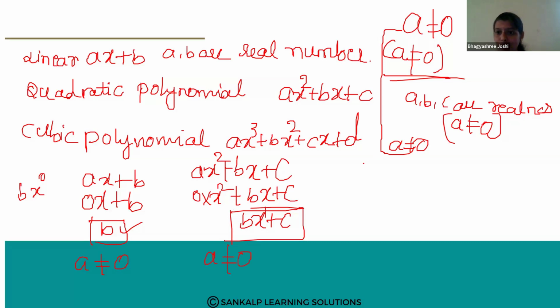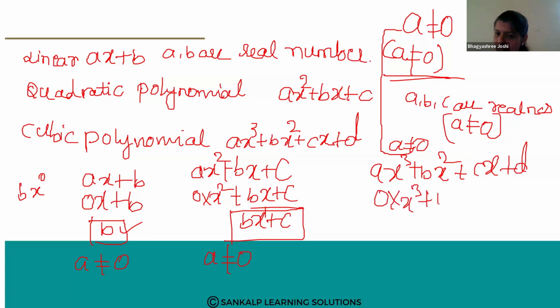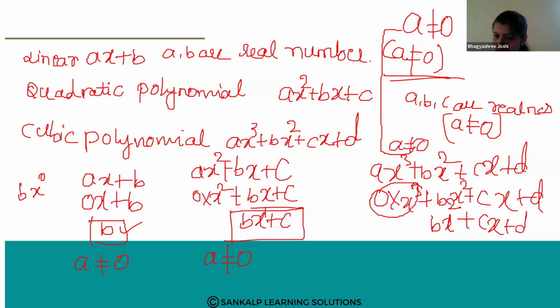Next, check for cubic. Ax cube plus bx square plus cx plus d. Okay, this is the standard form of cubic. If a becomes 0, then 0 into x cube plus bx square plus cx plus d. See, 0 into anything is 0 only. What remains? Bx square plus cx plus d.